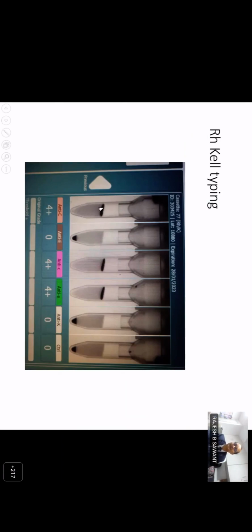Then we also proceed, since this is a blood donor, many centers now do the Rh typing of the donor also. So as I told you, there is capital C, there is little c, capital E, little e, right? And kel, and there is a control. So this is the Rh typing of the donor. Okay. So what can you see here?